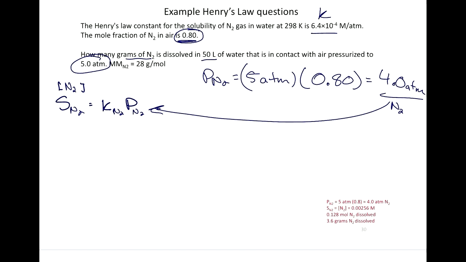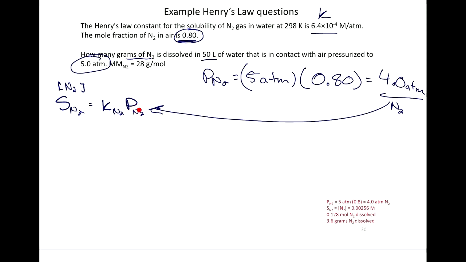The solubility of nitrogen dissolved in water is proportional to a constant, the Henry's law constant, which is given in this question, times the partial pressure of nitrogen. That's the important part here. So it's the partial pressure of nitrogen that this solution is in contact with. This question is asking how many grams of nitrogen is dissolved in 50 liters of solution in contact with air that's pressurized to a total of 5 atmospheres.